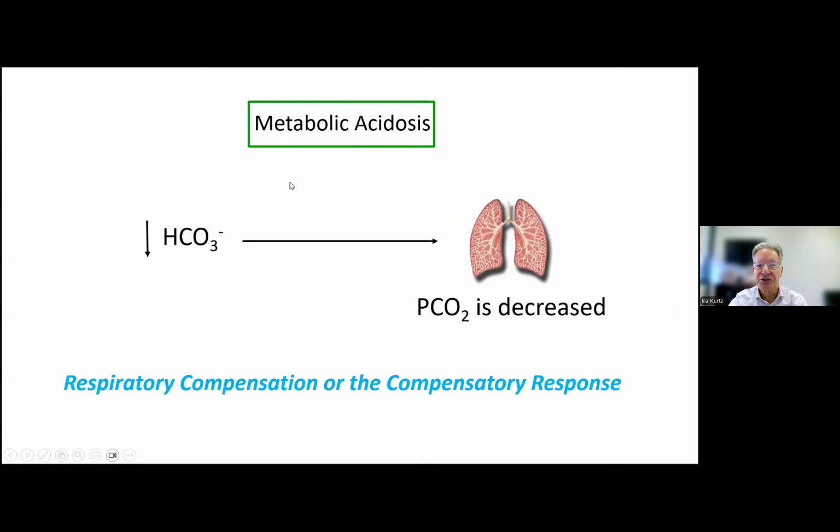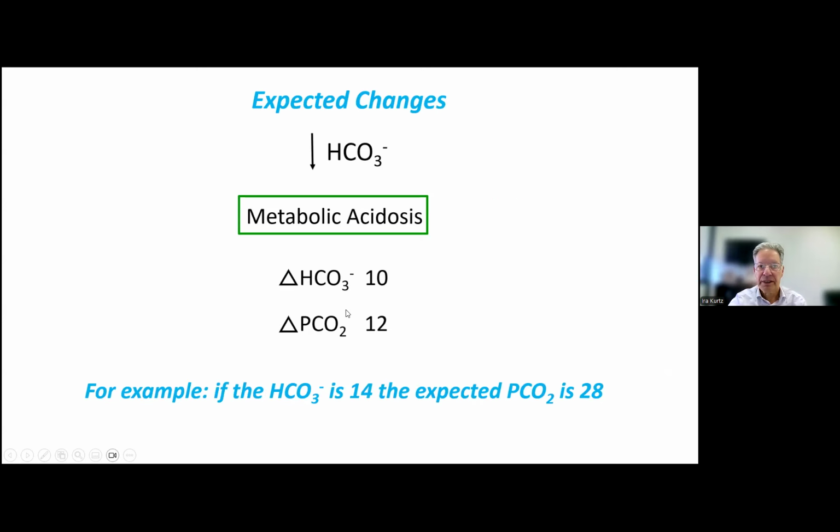So in metabolic acidosis, we have a drop in the bicarbonate for whatever reason. Either we had a proton load that converted bicarbonate to carbon dioxide, and that was excreted, or we had a loss of bicarbonate in the stool or the urine. But for whatever reason, the bicarbonate decreased. And what happens is the PCO2 also decreases. So in metabolic acidosis, you have a drop in both parameters. We call the drop in the PCO2 the respiratory compensation or the compensatory response.